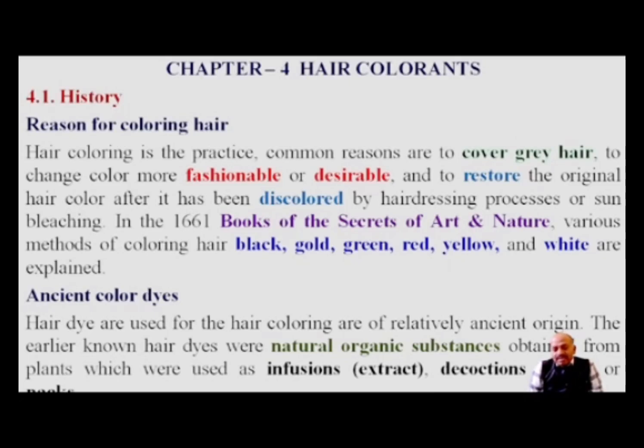Extract means taking some plant sources or leaves and boiling them with some solvents, and you will get the extract. That is called infusions. Decoctions, for example, if you boil coffee in water, you will get black coffee decoction. That is an example of decoction. All these different types of methods were used previously in ancient history for coloring the hair by using natural organic substances.